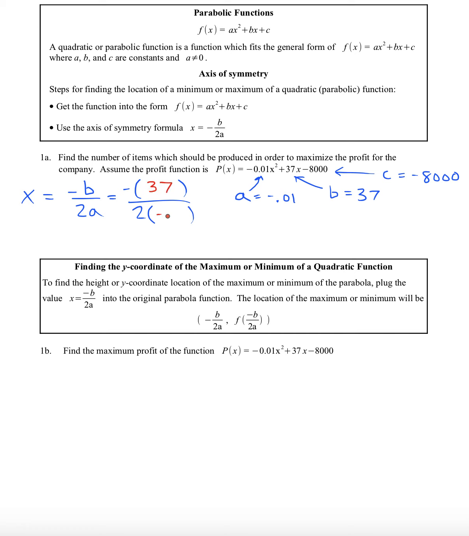The company needs to build 1850 units in order to achieve the maximum profit. So the company should produce 1850 units to achieve the max profit.